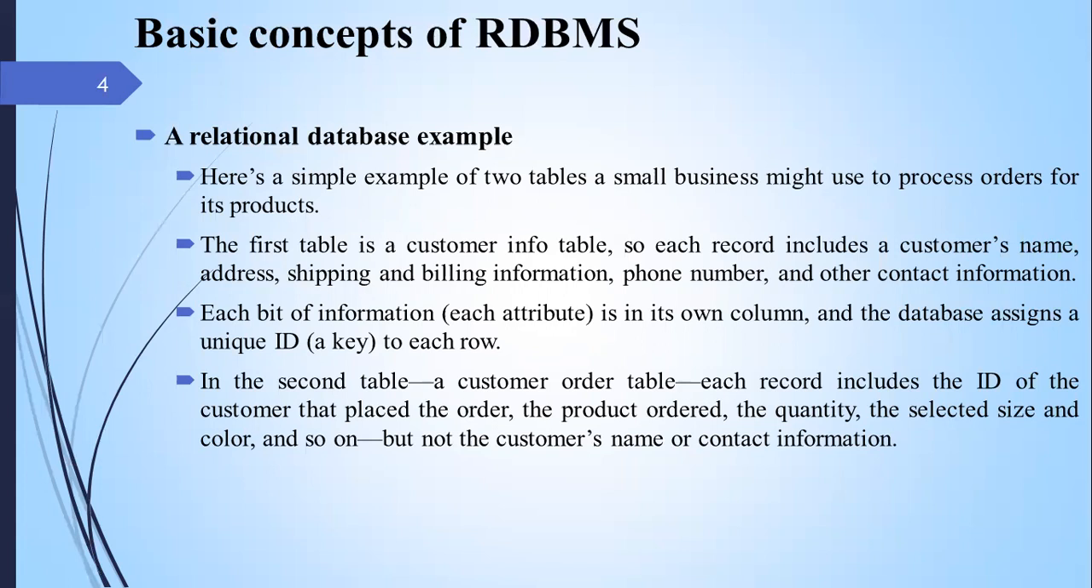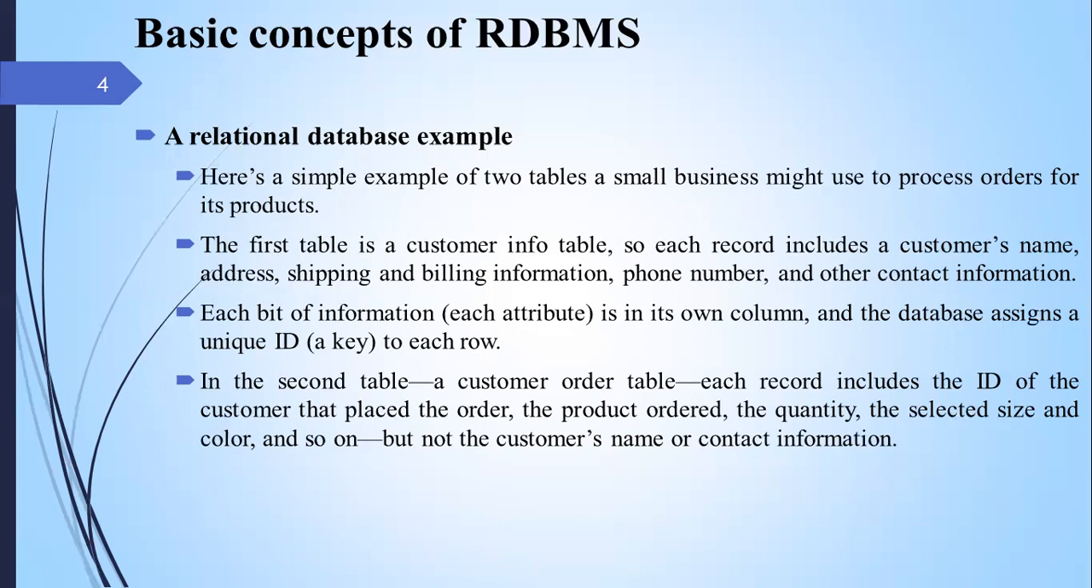Each piece of information in each attribute is in its own column, and the database assigns a unique ID to each row. So we formed one table of customer information with respect to certain attributes, and a unique ID, or unique key, is assigned to each row.